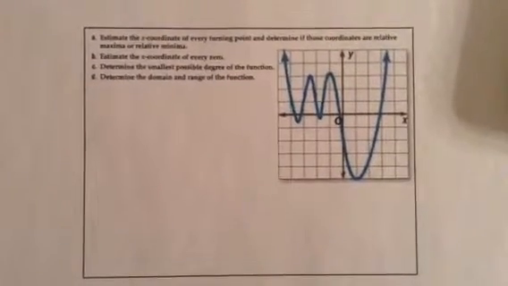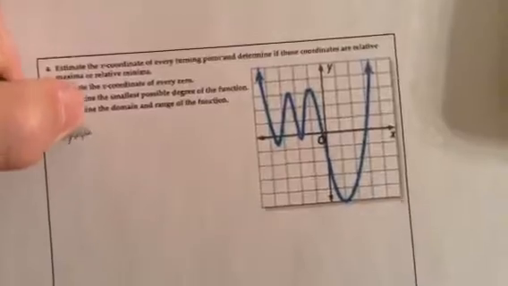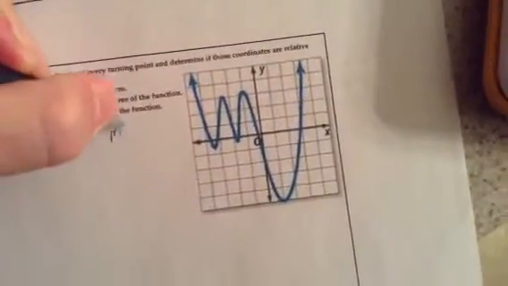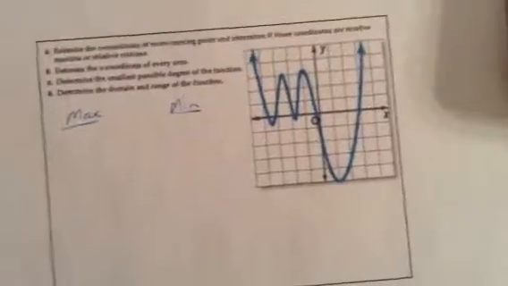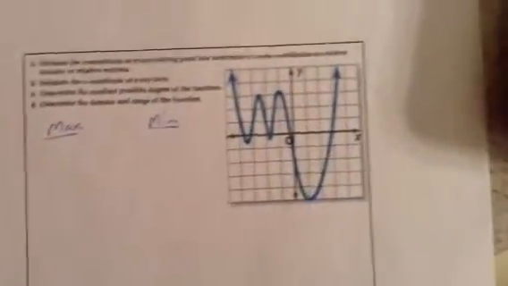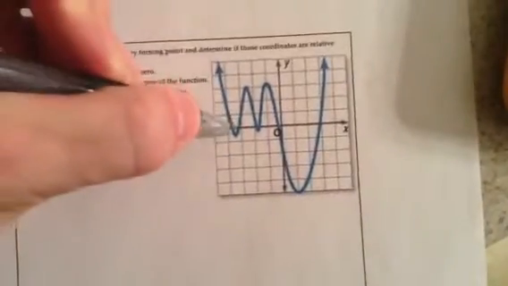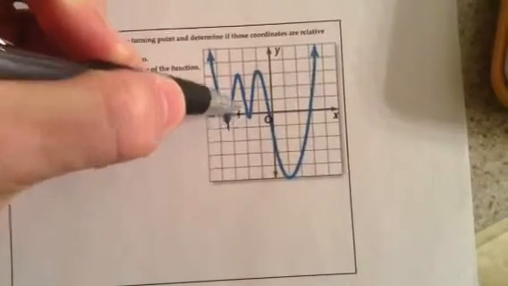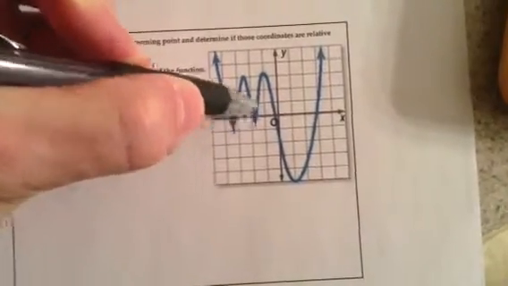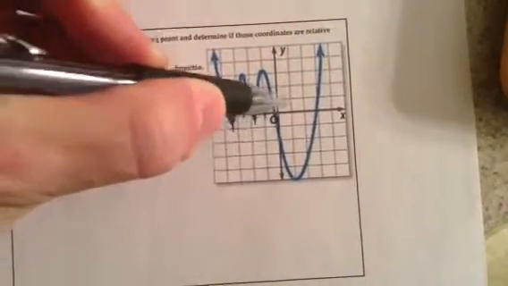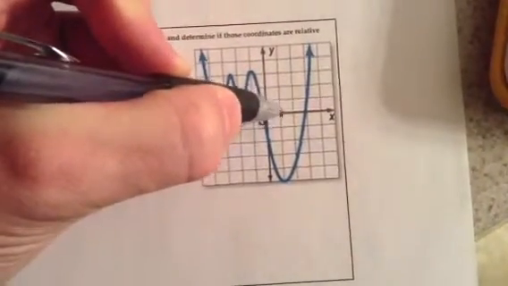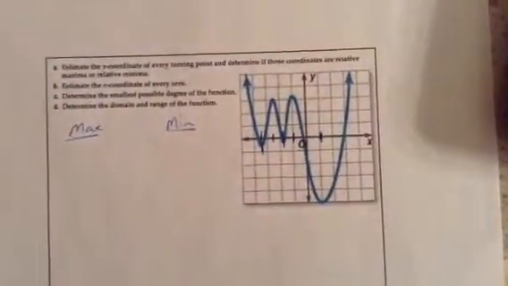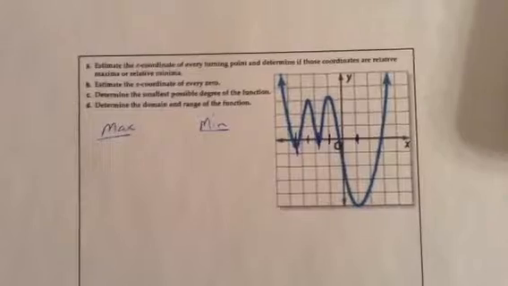Part A, estimate the x-coordinate of every turning point and determine if those coordinates are relative max or relative min. So what you could do is put down max and min and just label the points where you think that's happening for the x values. So you're going to pick one, of course, right here, right here, right there, there, and then you're going to have to go a little further over, maybe there. So all those marks are going to be turning points, so you can write those down. We'll talk about this in class.